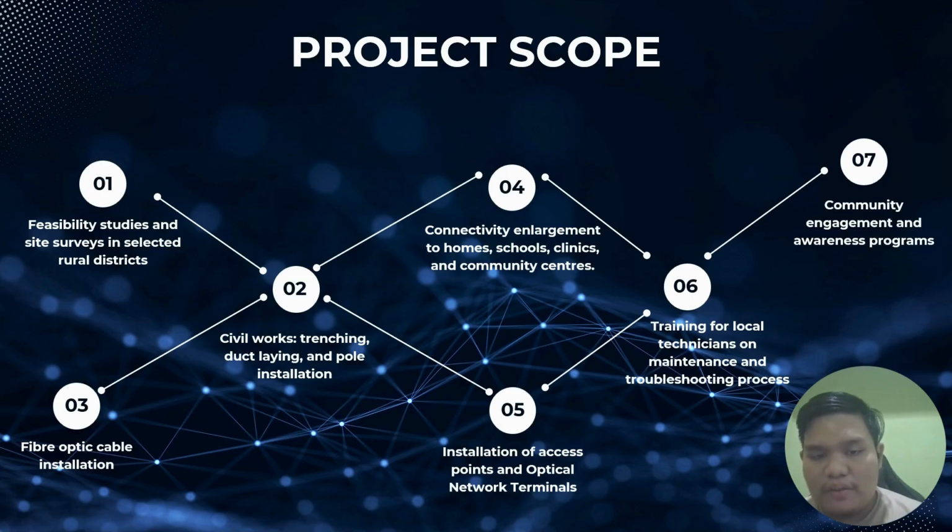The second one is the civil works for the construction. The third one is the fibre optic cable installation. The fourth one is the connectivity extension to homes and the surrounding places. The fifth one is installation of access points and optical network terminals. The sixth one is training for local technicians, and the seventh one is the community engagement and awareness program.